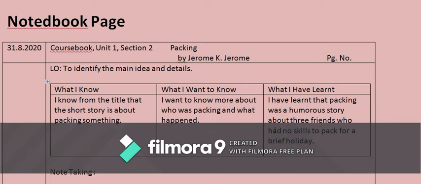Then this is to be left in the very beginning of the lesson. It is not expected when you begin the lesson. This column is to be completed at the end of the lesson. When you complete the lesson, you come back to your KWL chart, and then you see what you have achieved in that particular lesson. For example, I have written, I have learned that Packing was a humorous story about 3 friends who had no skills to pack for a brief holiday.